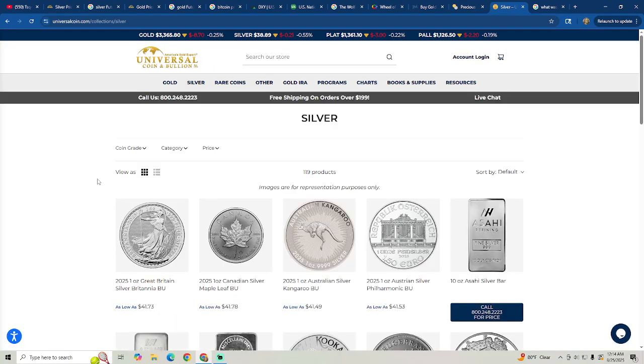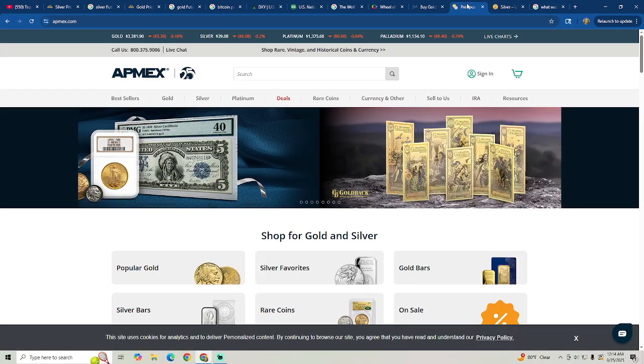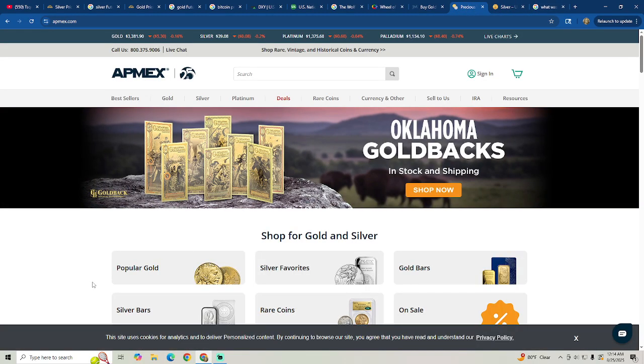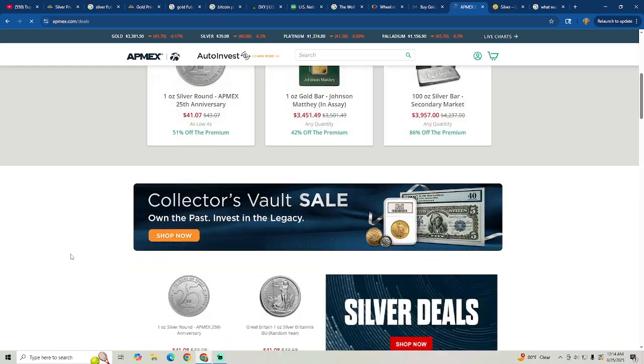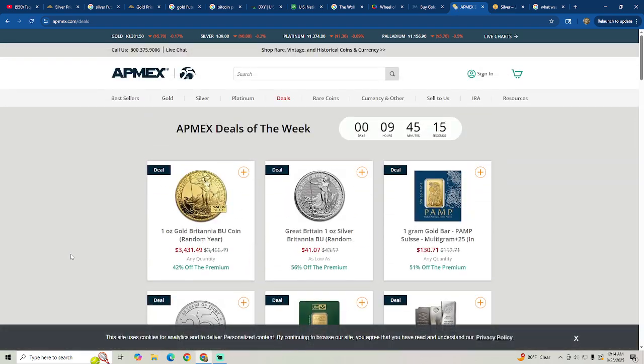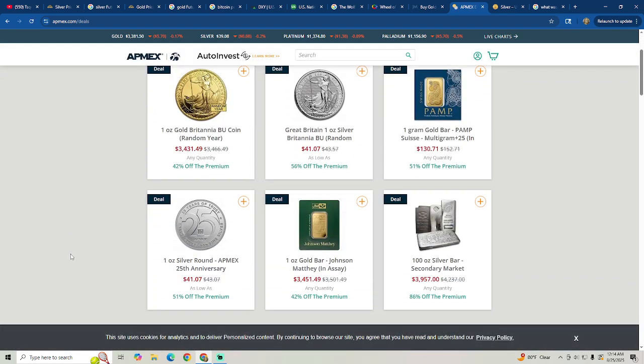I look for the best deals. I try to go to every website, and every website has some sort of special deal right then and there that will only allow you to maybe buy a couple. Sometimes they run specials on stuff. Right now, here on AppMax, they've got 1 ounce gold Britannia, $34.33.